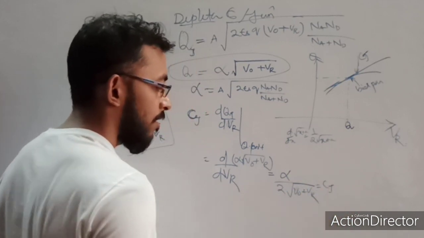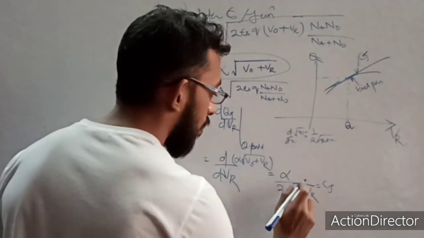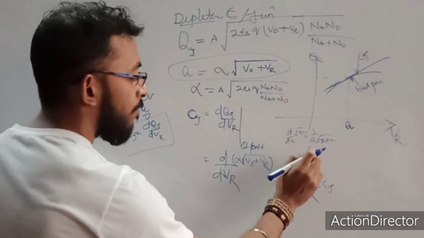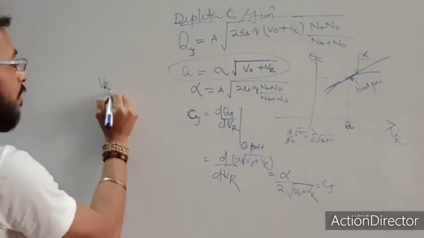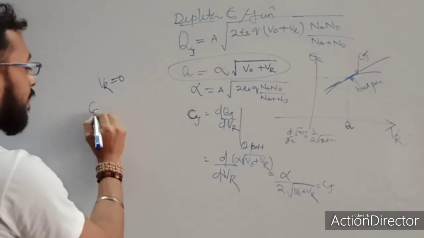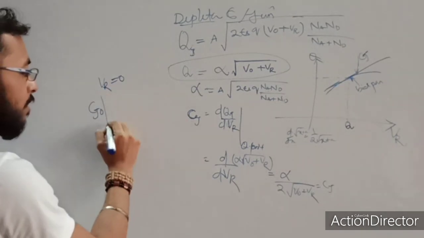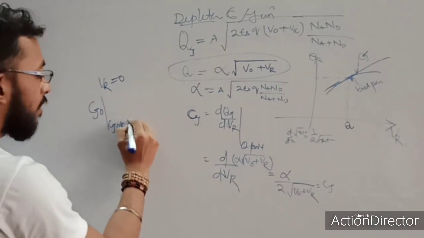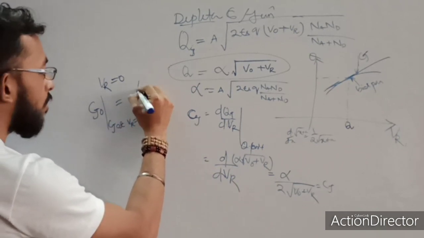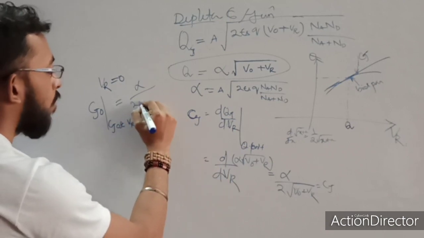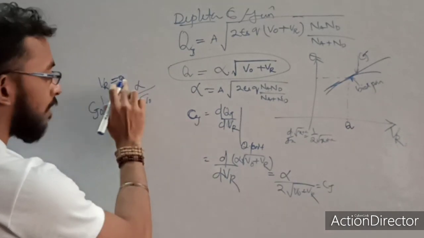This is my Cj. Now this is when reverse bias is applied. When there is no bias, it means my Vr value is 0. At that state, what will my Cj be? Cj will become Cj naught, meaning at 0 reverse bias or the equilibrium case, that is Cj at Vr equal to 0. So Cj naught is nothing but alpha times 2 under root V naught. So when Vr equals 0, this is my Cj naught.